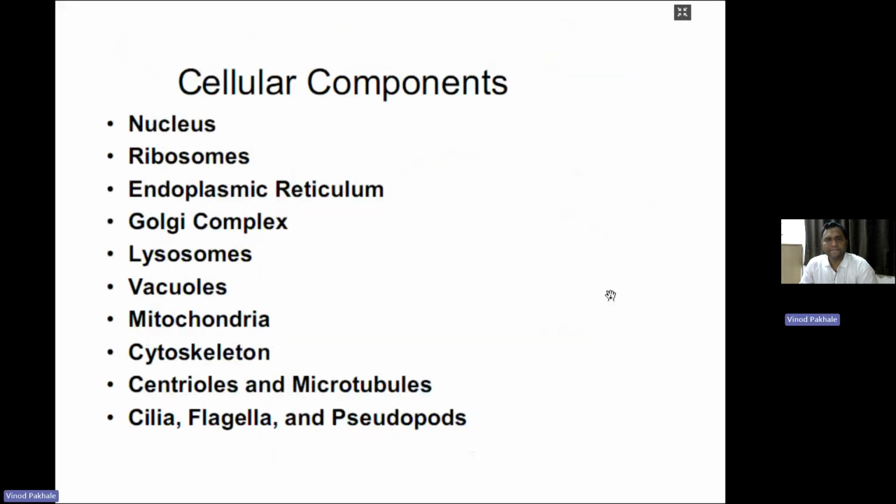Okay, we'll proceed ahead. So this is the list of cellular components, which consists of the nucleus, which is the most important part of the cell, then ribosomes, endoplasmic reticulum, Golgi complex, lysosomes, vacuoles, mitochondria. Mitochondria are also called the powerhouse of the cell, which generates the power inside the cell. Then cytoskeleton, centrioles, microtubules, cilia, flagella, and pseudopods. So each component we will describe in detail. Go through it within 1 minute. I will keep it on the screen for 1 minute.